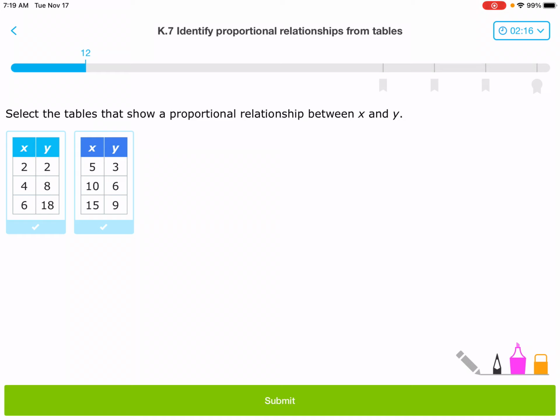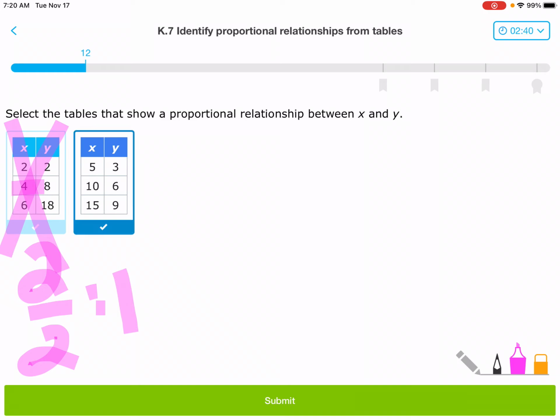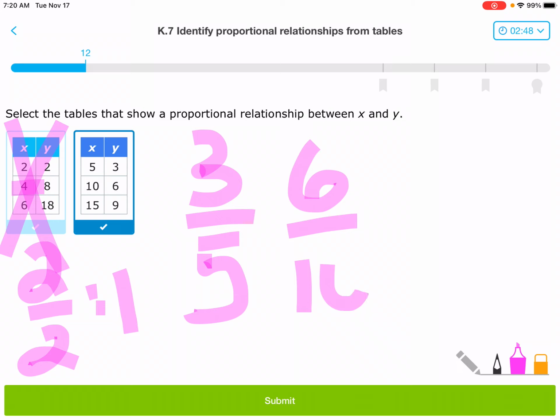So if you're using a calculator, this is going to go a little quicker. And I can look at this first table and I can see right away it's not proportional because the first quantity is 2 over 2, which equals 1. And the second quantity, 4 and 8, would not give me 1. 8 divided by 4 is 2, not 1. So that table does not work. That means the second table has to work because there has to be an answer. So I know that 3/5, if I multiply it by 2, I get 6/10. So I know that that's proportional.